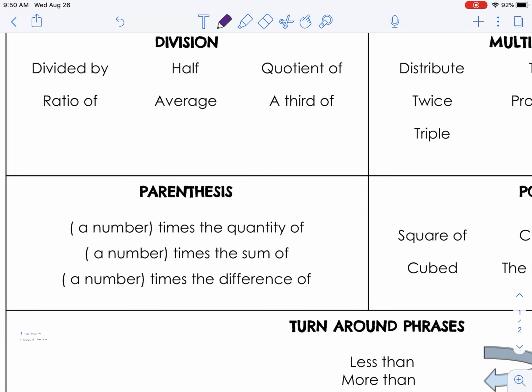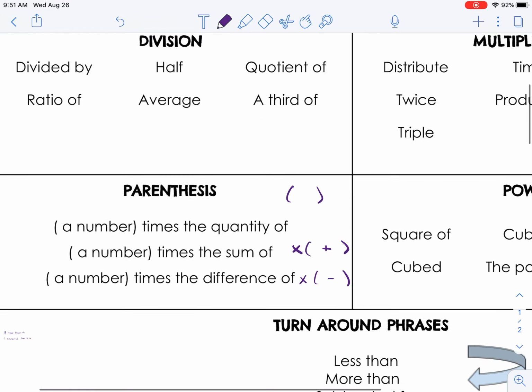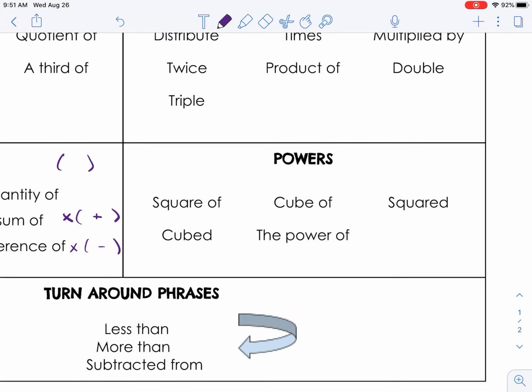So if it's something times the quantity, the number of things or the quantity of those things will be in parentheses. If it's times the sum, that means we're going to be adding in parentheses, and we'll have a variable outside. Times the difference means we'll have subtraction in parentheses and a variable outside. You may also see some powers, which would be like squared or square of, cubed, anything like that.